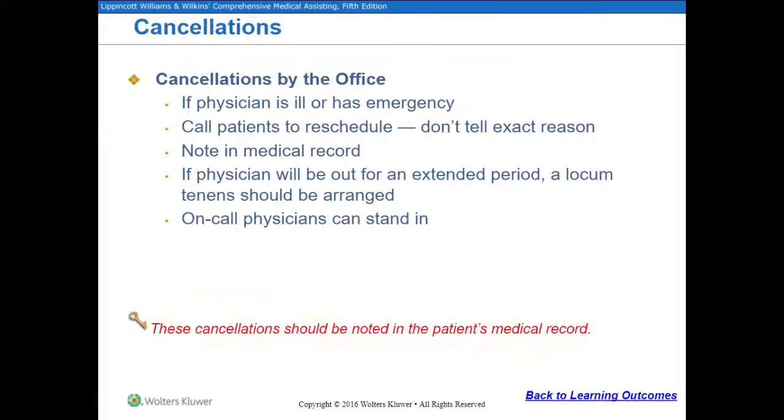Cancellations by the office. There are going to be some times where your doctor's going to have to call out if the physician is ill or if they have an emergency. So I worked for a doctor who was family practice, but she also delivered babies. So there would be times where her patient would go into labor and she had to cancel. So you let the patients know, I'm sorry, the doctor had an emergency. We'll need to reschedule your appointment. Now, in some situations, if there are other physicians or providers in the office, then they may be able to see another doctor. Otherwise, they will have to reschedule.